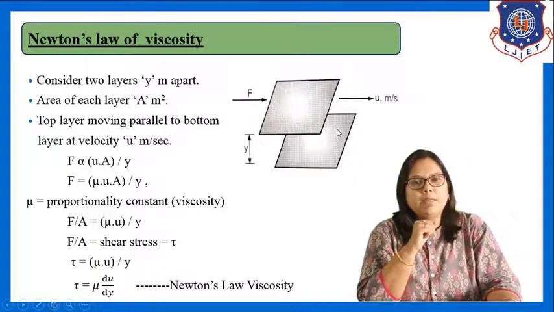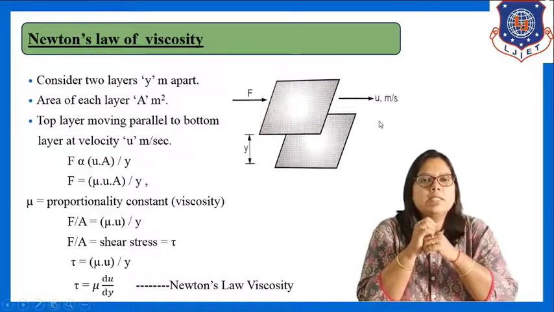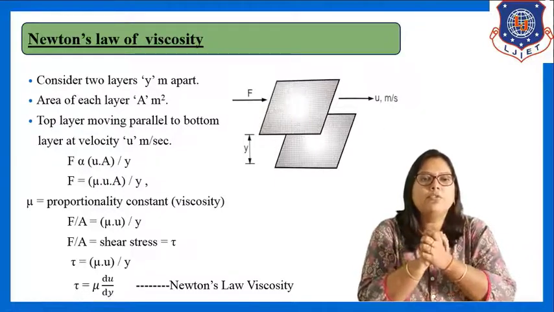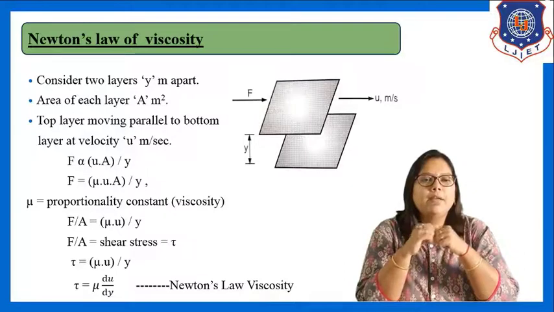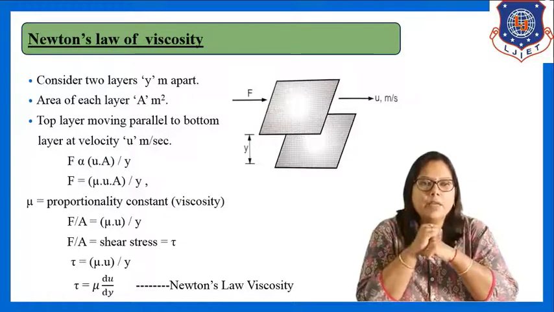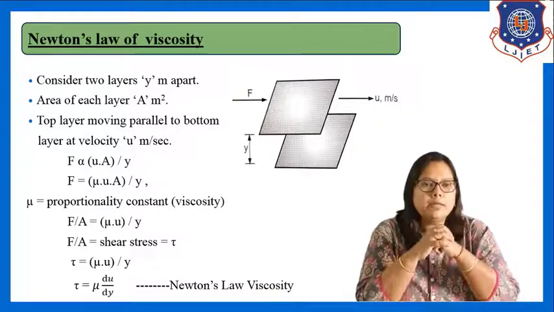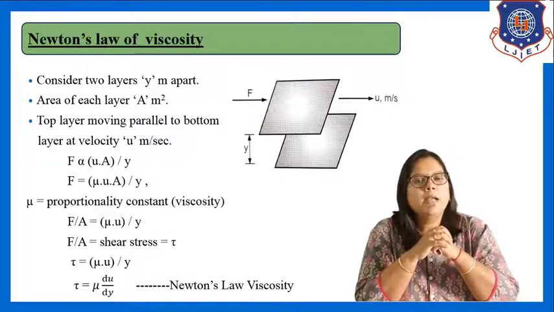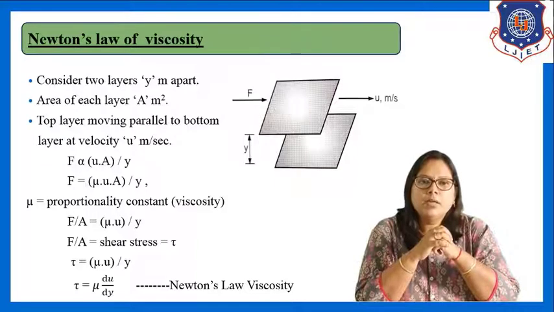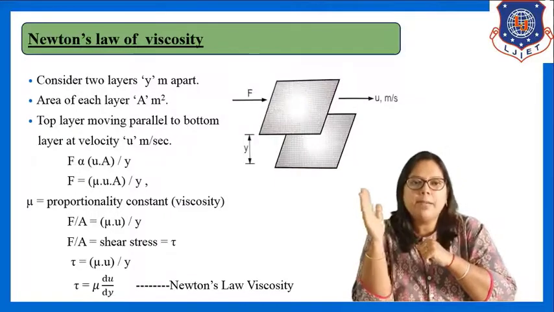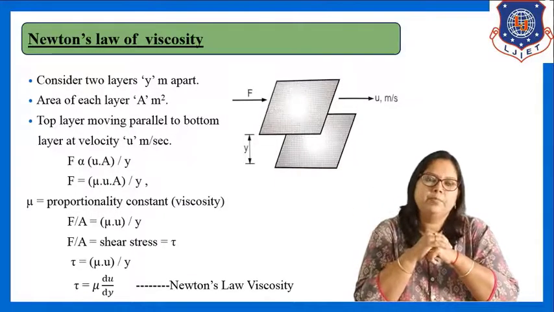Again I am repeating. We have considered two layers of the fluid. Each layer has an area of A meter square. The distance between the two layers is y meter, and the top layer is moving parallel to the bottom layer with velocity u meter per second. And why is it moving? Because we are applying some force F.